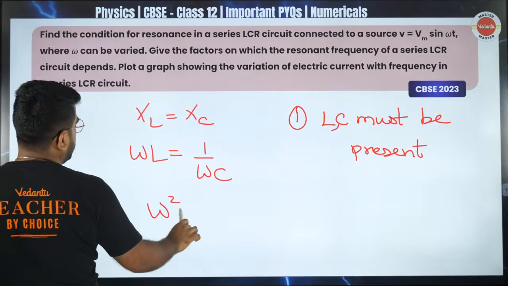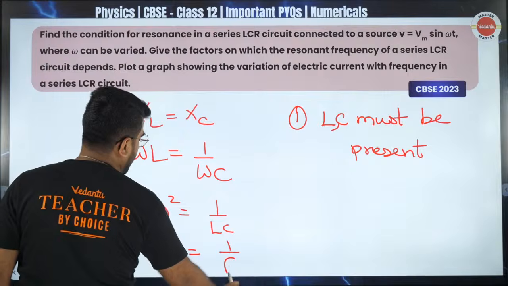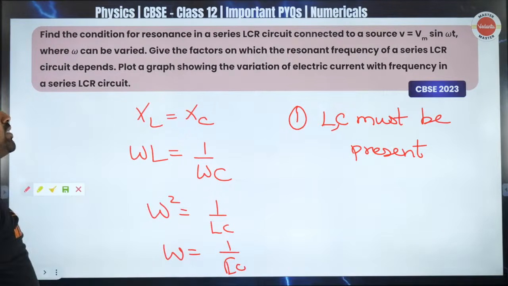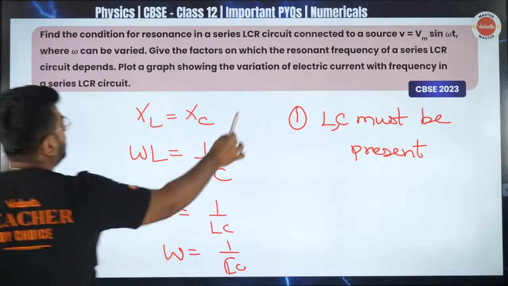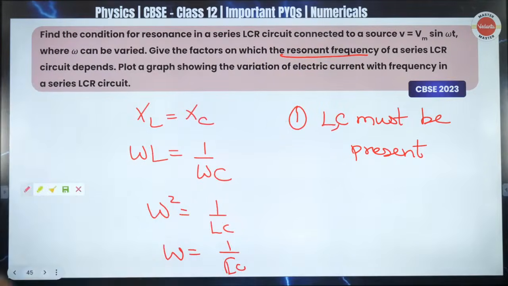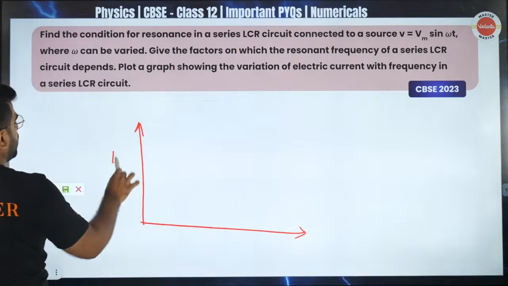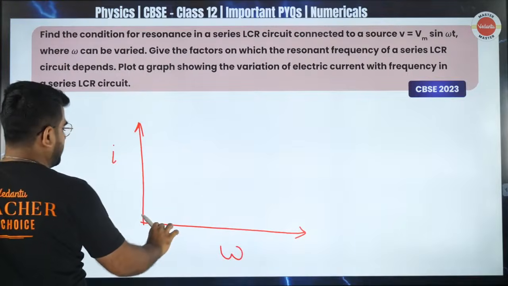So your resonant frequency is what? Your resonant angular frequency is 1 by root LC. What are the factors on which it depends? It depends on the inductance and the capacitance. That's it. Plot a graph showing your current with frequency. It will be like this, right?